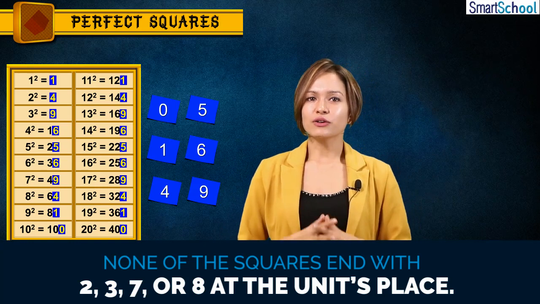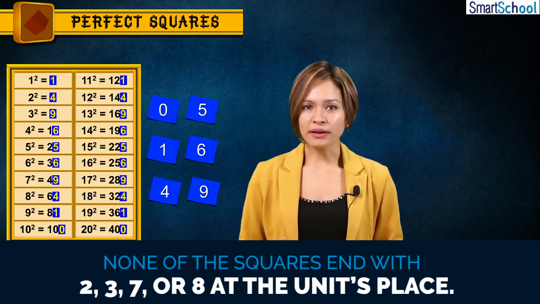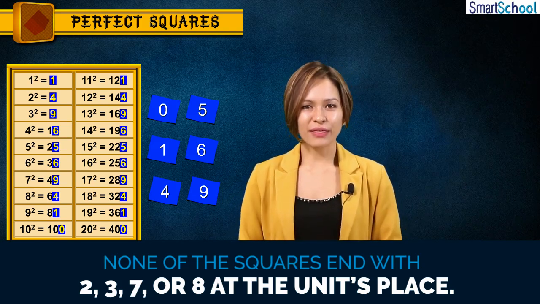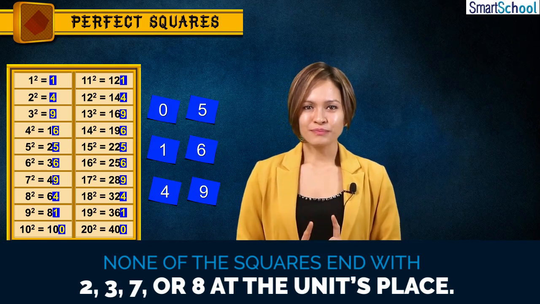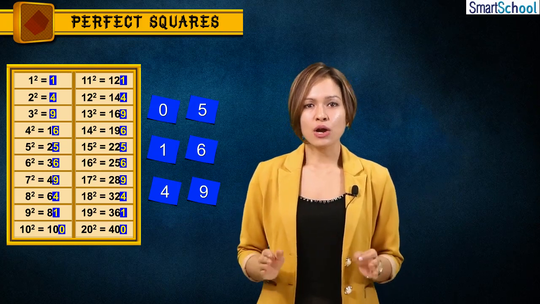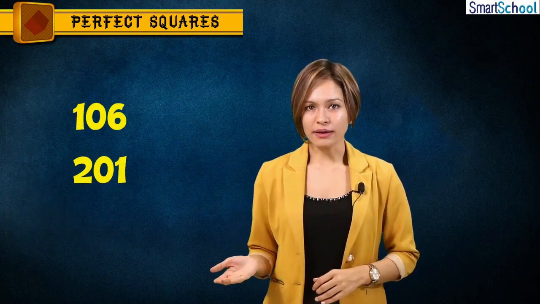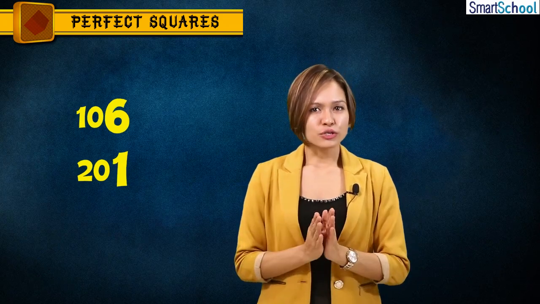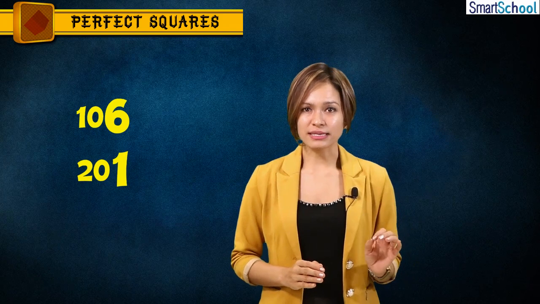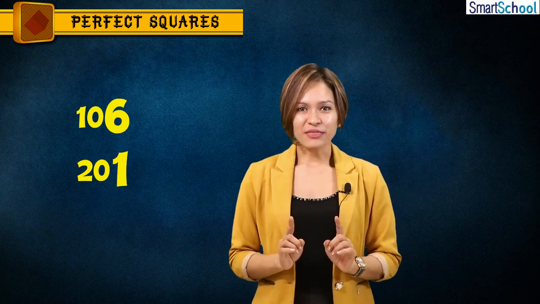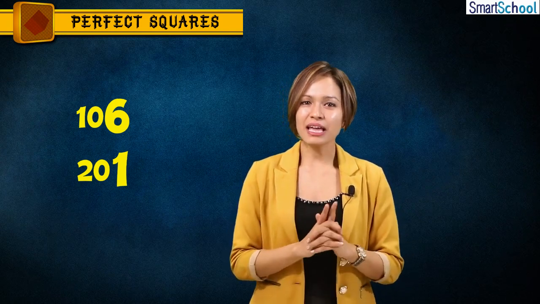So, do you think that all the numbers ending with 0, 1, 4, 5, 6 or 9 at its units place are square numbers? Think about it. So, it's not necessary that if a number is ending in any of these will be a perfect square. For example, 106 and 201 are not perfect squares, although they are ending with 6 and 1. Could you determine just by looking if 106 and 201 are perfect squares or not? There are methods to determine this that you will study in the upcoming modules.